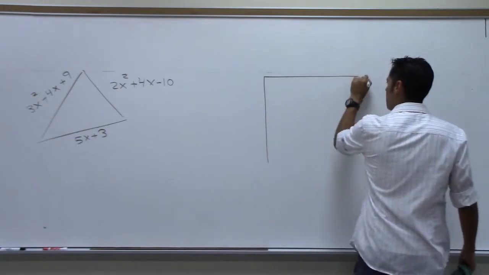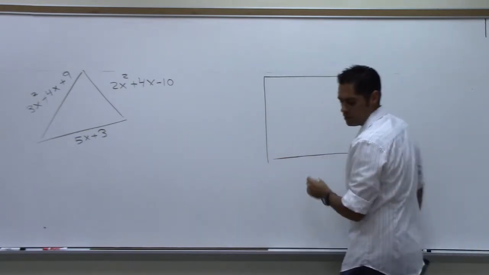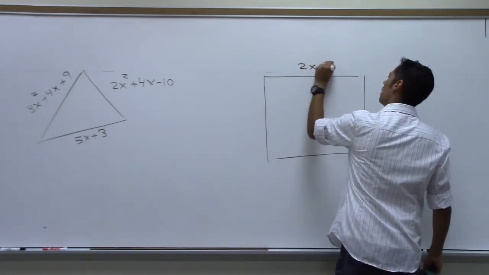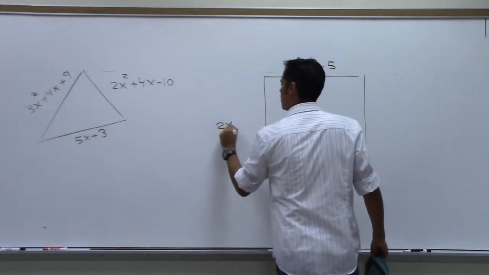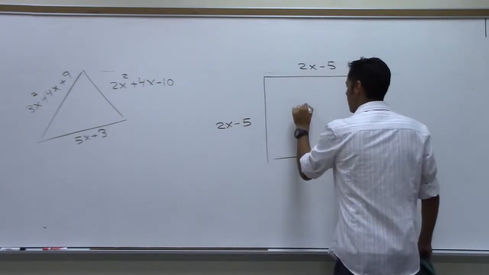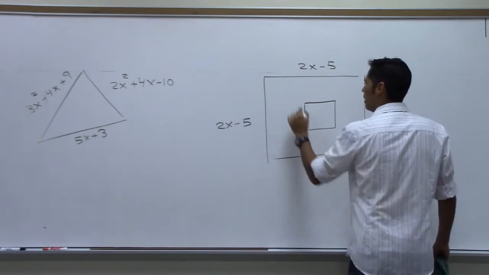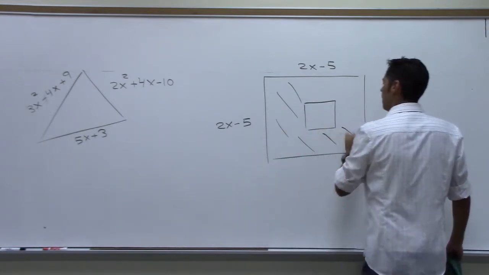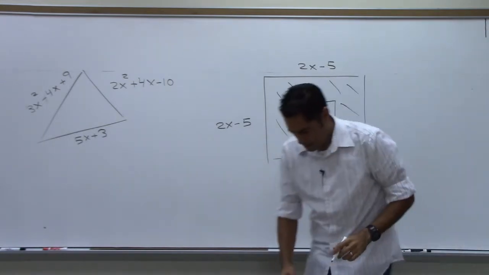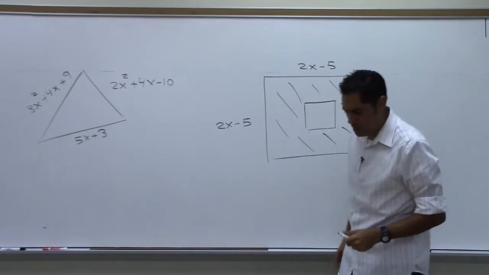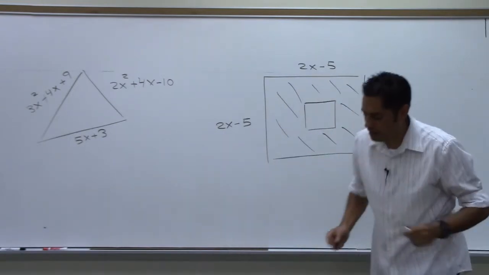They give you a square. Little more interesting, not too much more, but they tell you this is 2x minus 5, 2x minus 5. Then they have this square out here. And they want to know, I believe, find a polynomial that represents the area of the shaded figure.